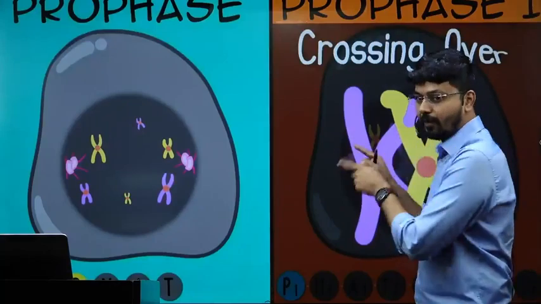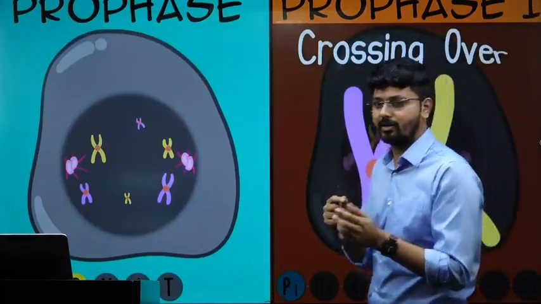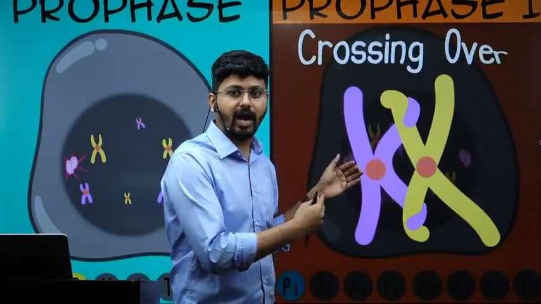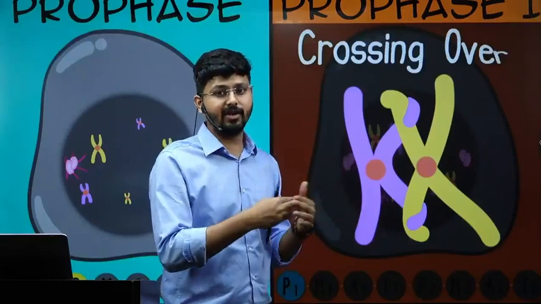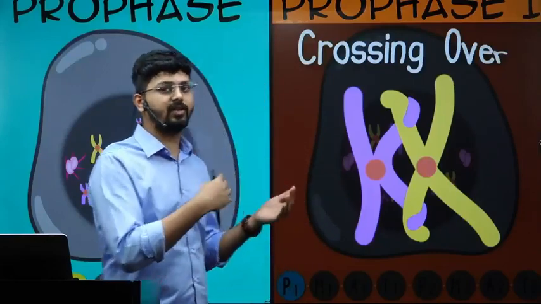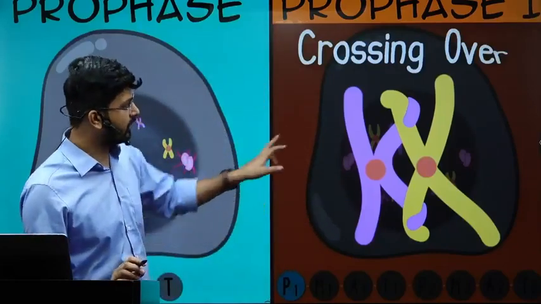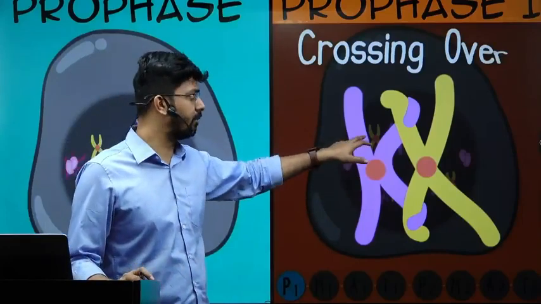Now only that position will exchange, it's not random exchanging. So this recombination will happen, but in such a manner that the location remains the same but information is exchanged. Okay, that is known as recombination or crossing over.